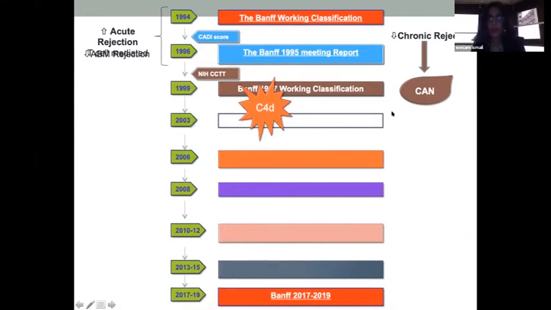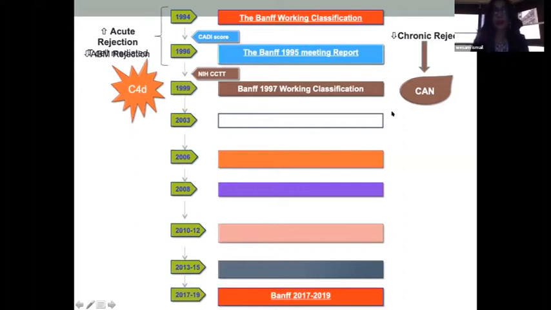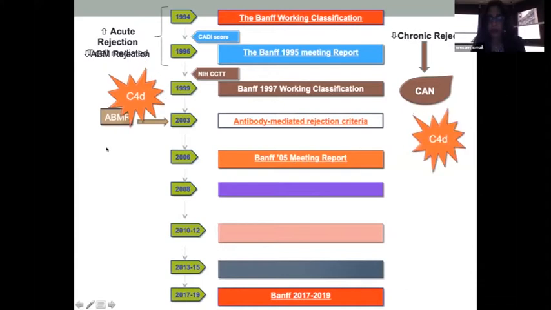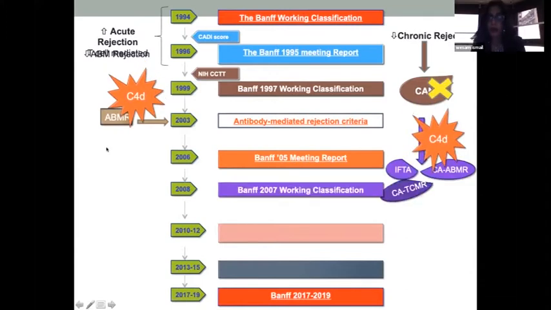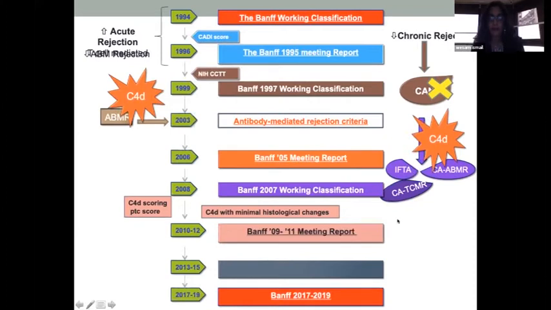One of the major happenings was the introduction of C4d back in 2001, and the refinement of the criteria of antibody-mediated rejection, which was built on through the years, and the emergence of what we call chronic active antibody-mediated rejection, a new classification in 2007, and then several updates on this classification up till 2011.